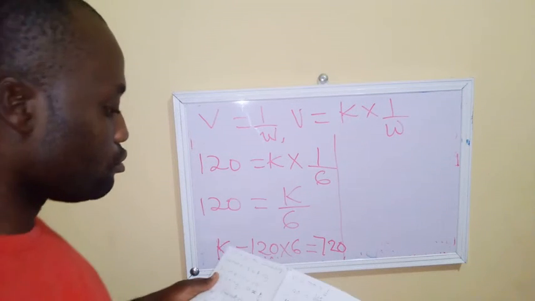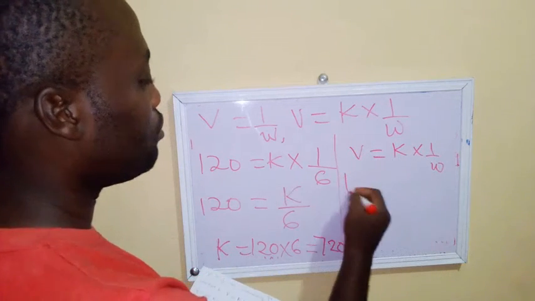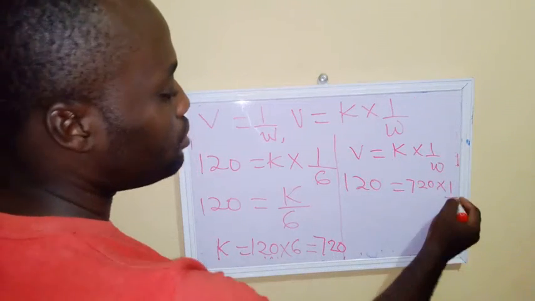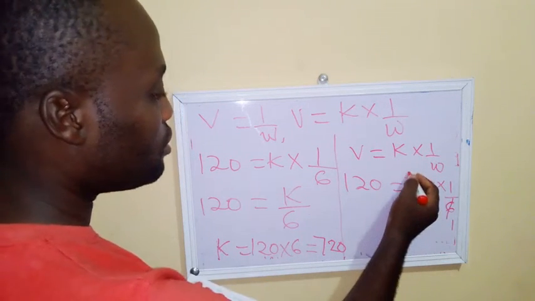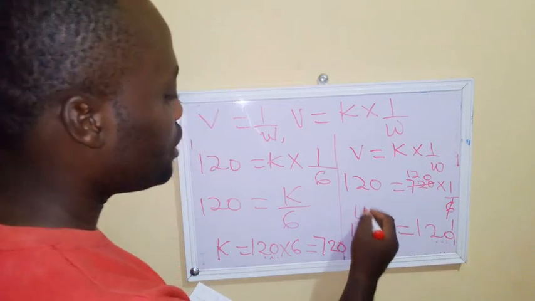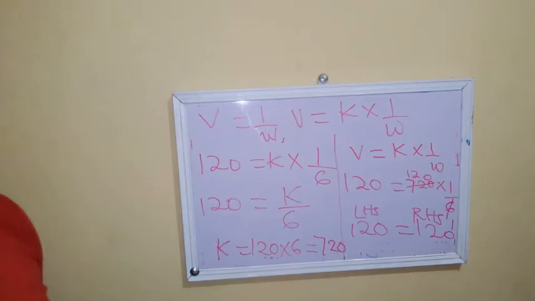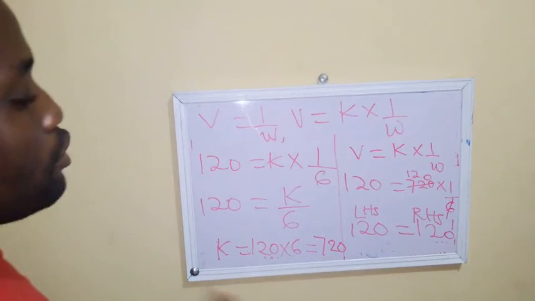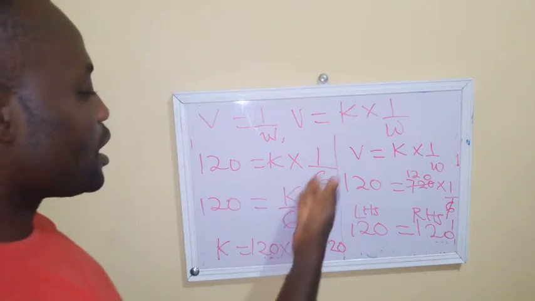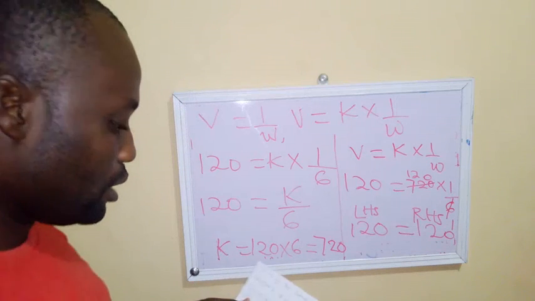So that the equation will be true. So if you look at it again, V is equal to K multiplied by 1 over W. So 120 is equal to 720 multiplied by 1 over 6. So how many 6 can you see here? 1. How many 6 can you see in 720? 120. So we can see that 120 is equal to 120, which shows the left hand side is equal to the right hand side. So the reason why we usually introduce a constant of proportionality is to make the left hand side equal to the right hand side. At the end of the day, we can get our constant of proportionality to be equal to 720.